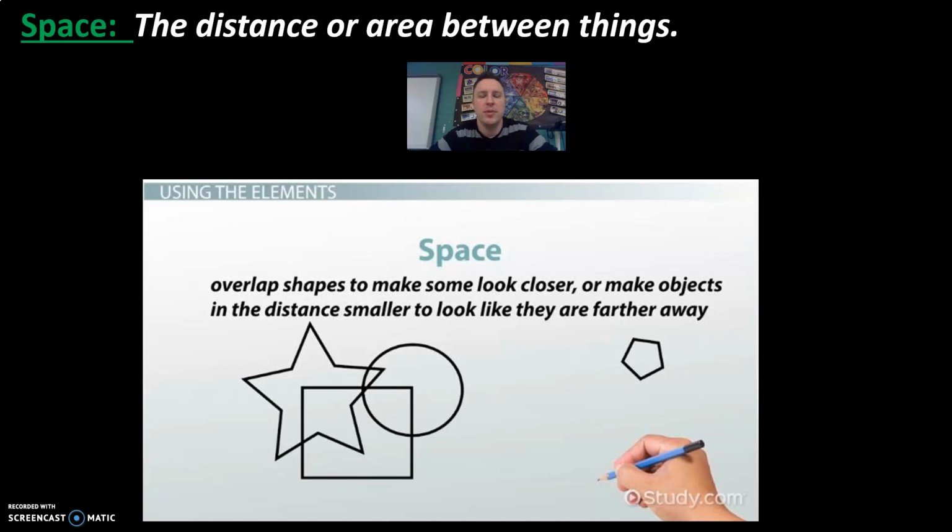You want space, especially when showing depth. You want distance between them. And as we're going to discuss in the next slide, the space is affected in the linear perspective technique as the angles go backwards into your artwork.